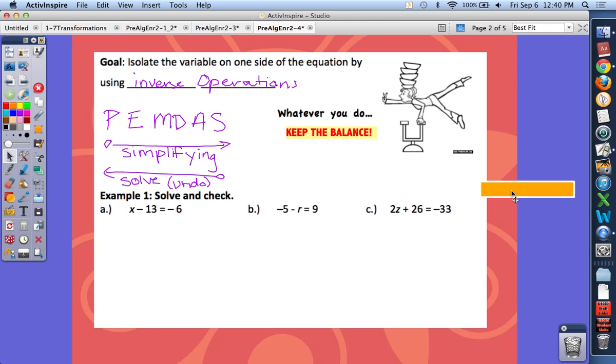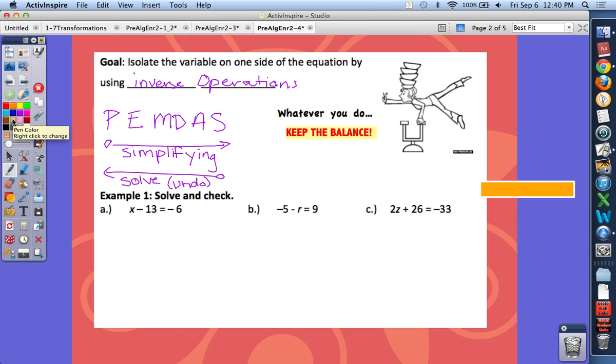All right, so let's start with these three examples here. We're going to solve the equation and we're going to check our answer. Make sure you show your work for that. When we solve an equation, it's so important to keep your work nice and neat and organized. Keep everything lined up and it'll help you do better, okay?